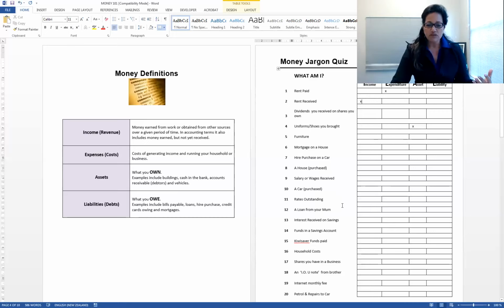And then we've got this word down here under number 11, rates outstanding. So outstanding doesn't mean it's paid, so it can't have been expensed. So it must be still something that we owe. And as you know, a liability is something that we owe.